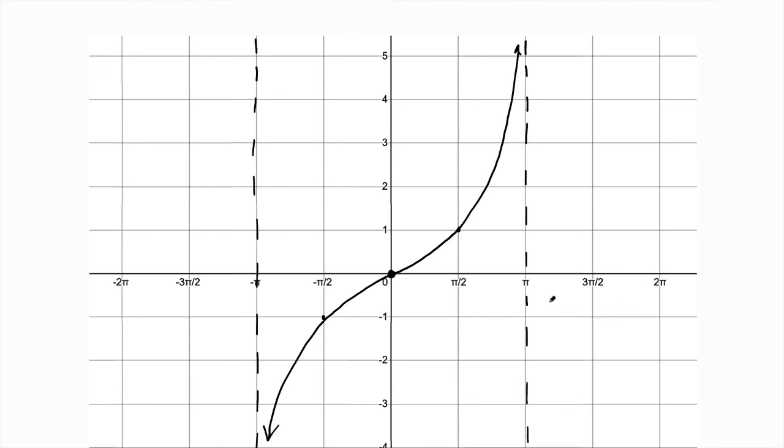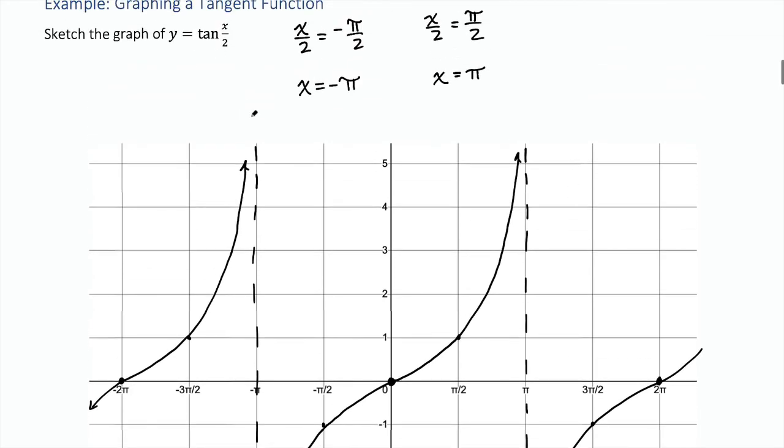Okay. And of course it continues. We see that our period here is 2 pi, so we can jump over and have another point over here and there, and follow that as well. It goes off the page. And on the left side, same idea. We're going to have those points there and go up, following the asymptote. So there's a sketch of tangent of x over 2.